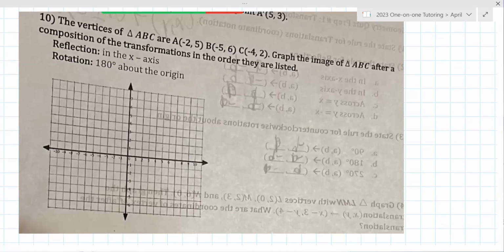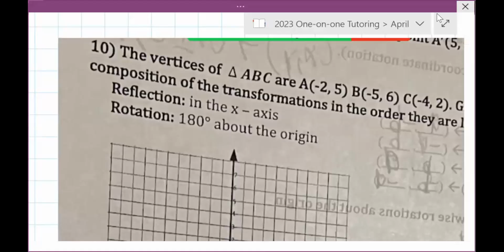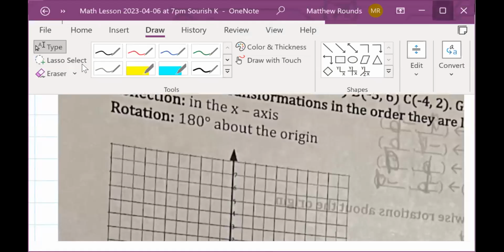But here we go. So I want you to first, Sarge, graph each of these 3 points, please. Graph each of those 3 points for me.